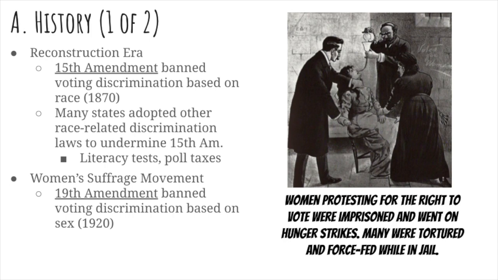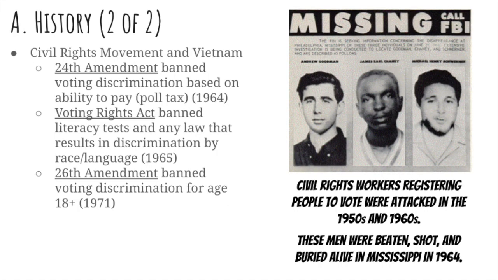The next major milestone after a century or more of agitation was women's suffrage, and that came in the form of the 19th Amendment, which was finally ratified in 1920. So if we fast forward a little bit, our next major kind of phase of agitation comes during the Civil Rights Movement in the Vietnam era.